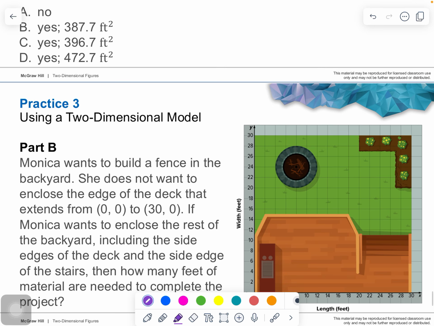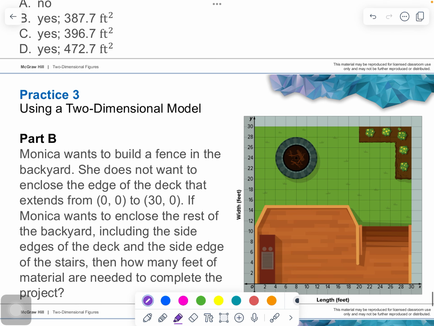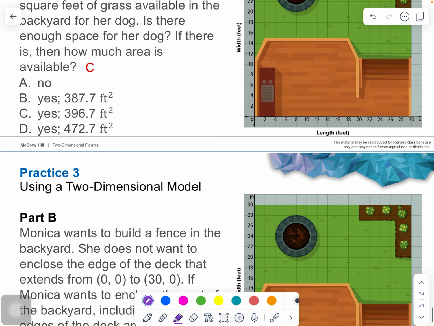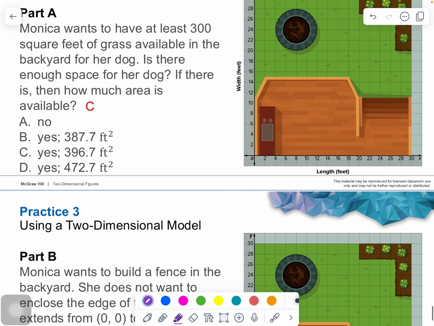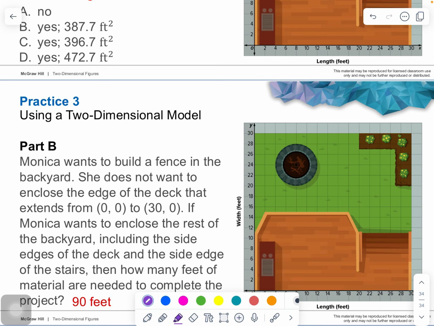And if she wants to build a fence in the backyard, she does not want to enclose the edge of the deck that extends from 0, 0 to 30, 0. If she wants to enclose the rest of the backyard, including the side of the edges of the deck and the side edge of the stairs, then how many feet of material are needed to complete the project? Go ahead and solve those. Pause me and come back for the answer. The answer for part A is C, yes, 396.7, and B, 90 feet.